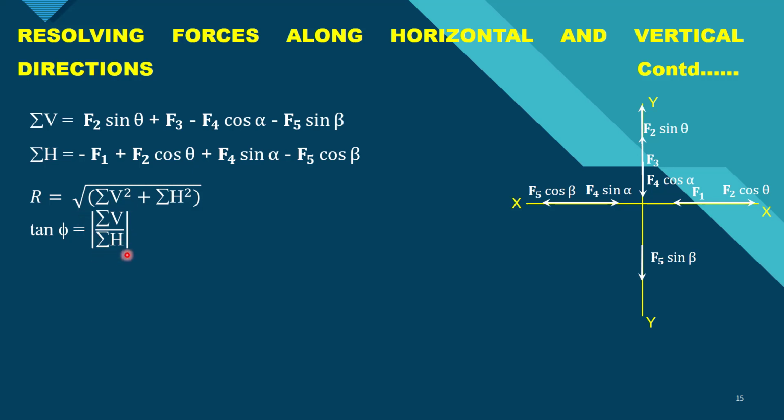That is why I have given a modulus sign here. So from the equation for sigma V by sigma H, you can find out the value of phi, which will be equal to tan inverse of sigma V by sigma H. So this will give the direction of the resultant force.